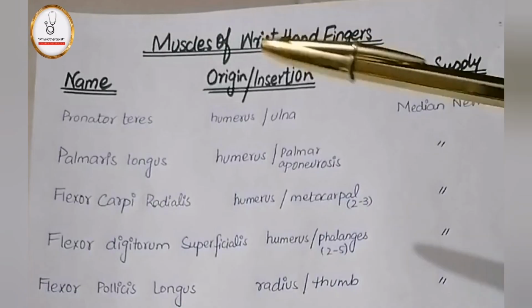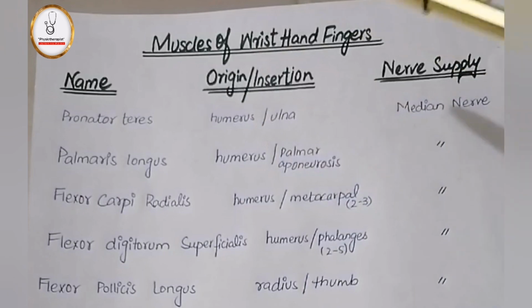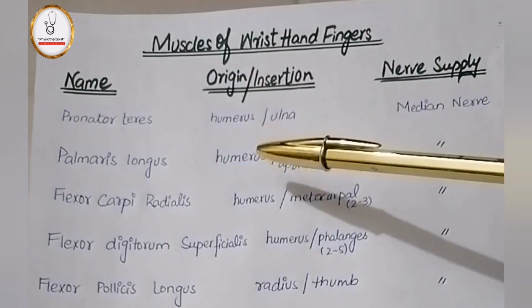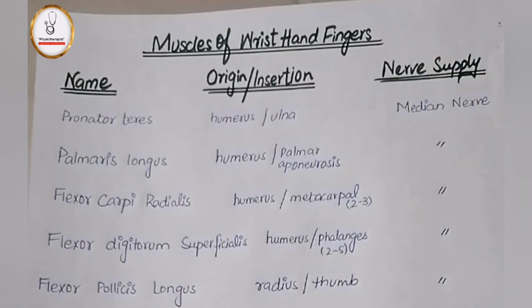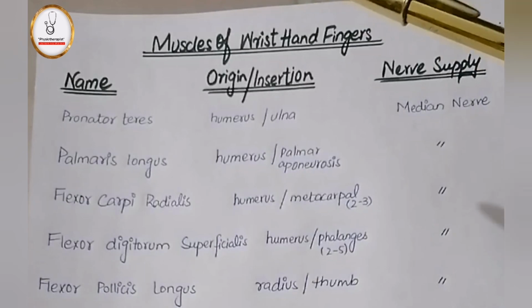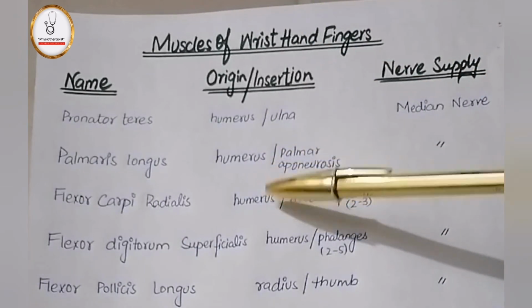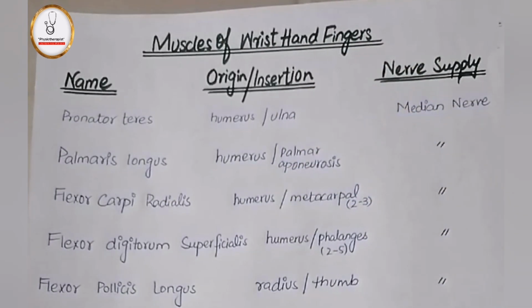So let's start. The first muscle is pronator teres, which originates from the humerus and inserts on the ulna. Second, palmaris longus, originating from the humerus and inserted on the palmar aponeurosis. Third is flexor carpi radialis. Same as the first, it originates from the humerus and inserts on the second and third metacarpal.